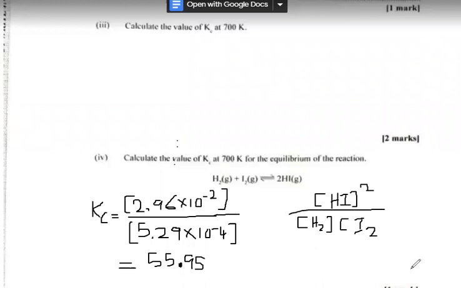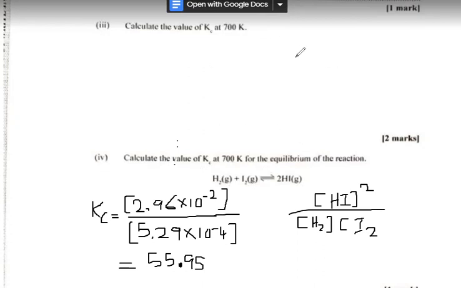And the last question, which is for 1 mark, asks us to calculate the value of Kc for the equilibrium of the reaction. Now all they did was switch the equation, so now it's H2 plus I2 to give 2HI. So now Kc is equal to HI squared divided by H2 times I2. We're basically flipping our equations. So now it's 2.96 times 10 to the minus 2 divided by 5.29 times 10 to the negative 4. So now it's HI squared over H2 times I2, and that's it for 1 mark.